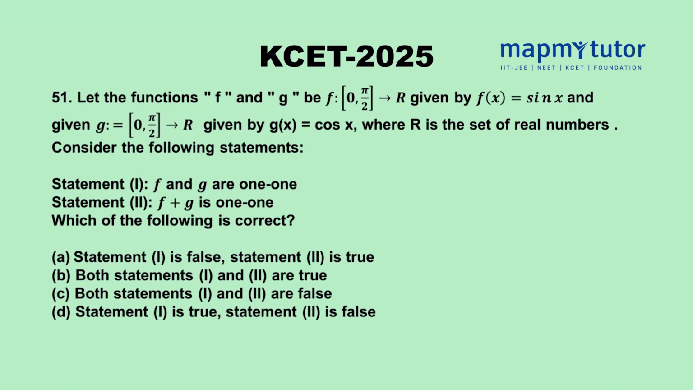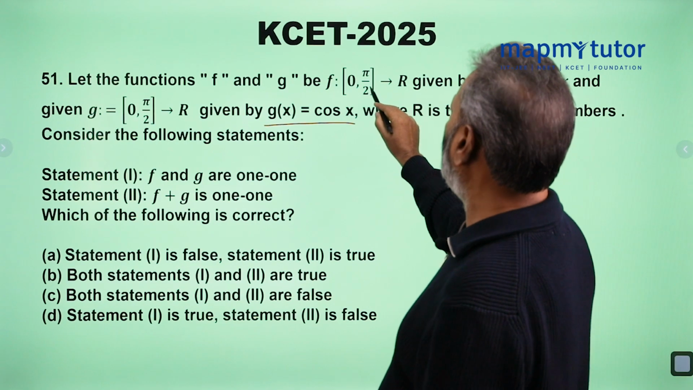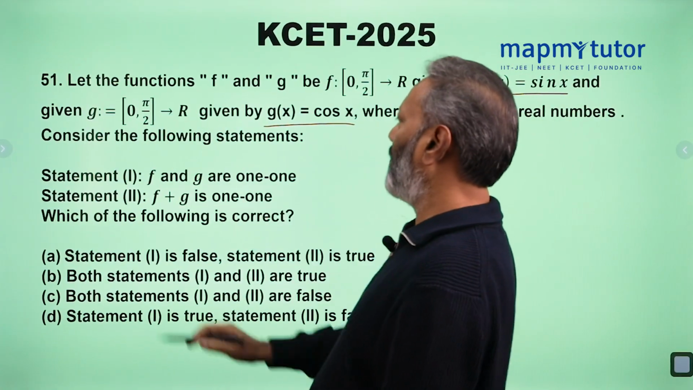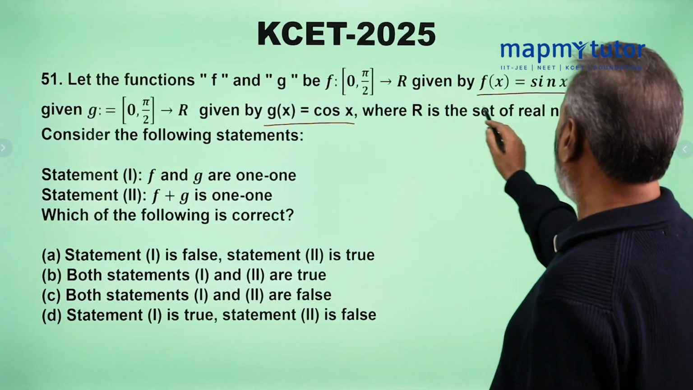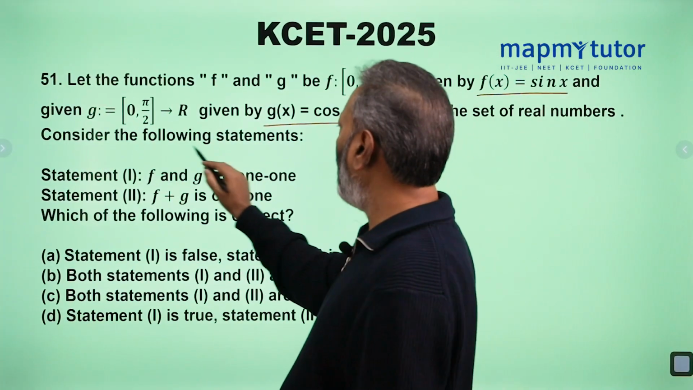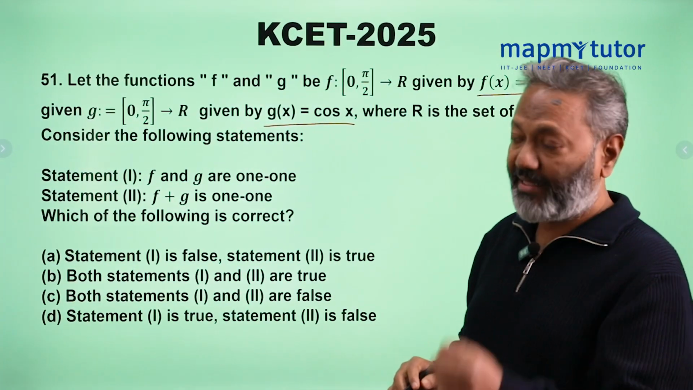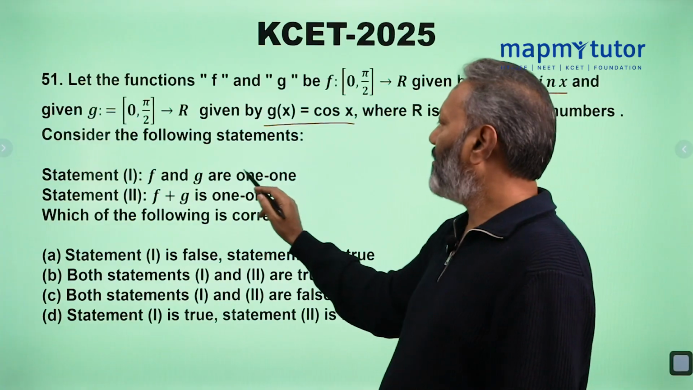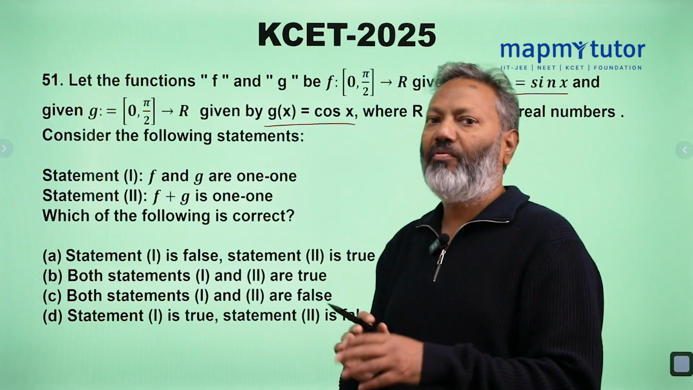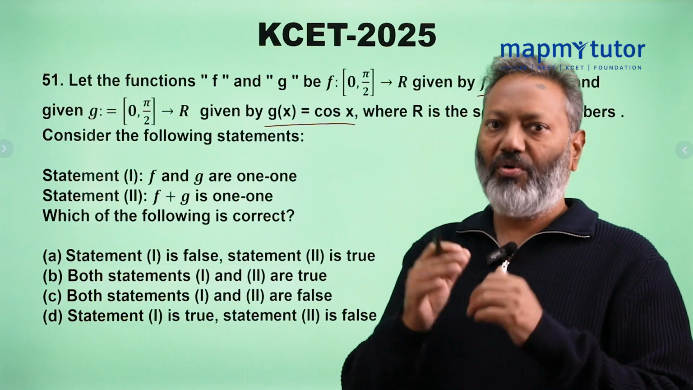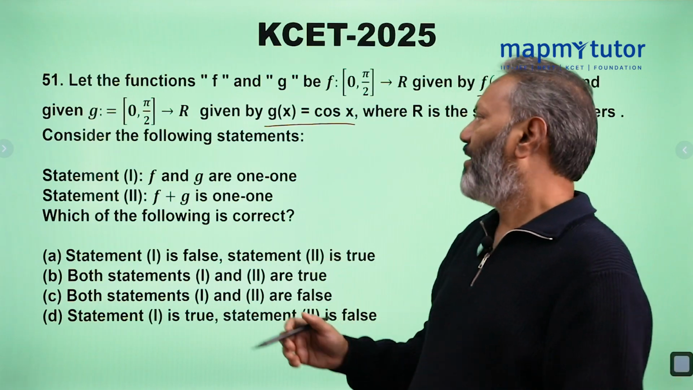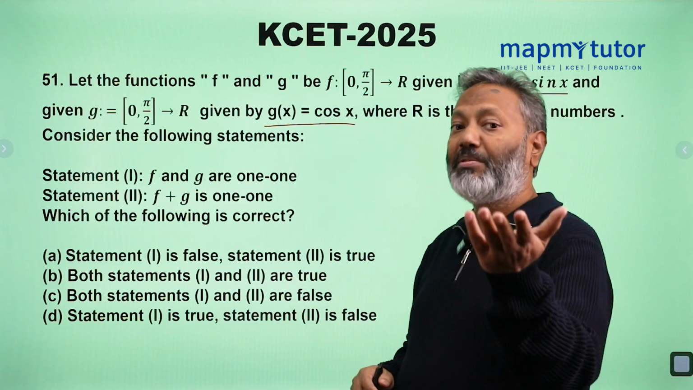Let the functions f and g, these are the definitions. One is sin x and the other is cos x. Domain, of course, 0 to pi by 2. Here also it is 0 to pi by 2. Same domain, same codomain, all real numbers, where R is the set of real numbers, of course. Consider the following statements. Again, 2 statements are there. F and G are 1-1. So 1-1, you know, right? Different elements, different images. Then only it is called 1-1. But in the other way, if it is a strictly increasing function, it must be 1-1.